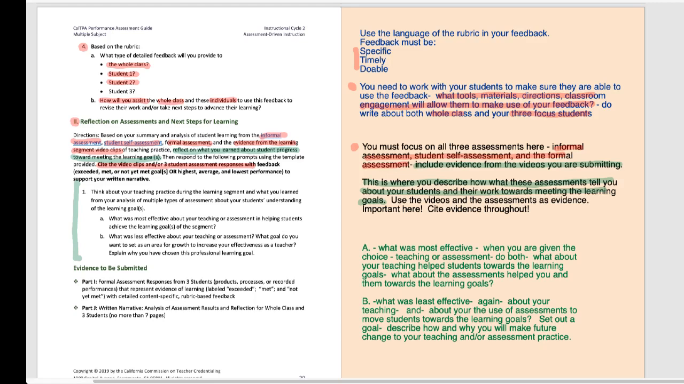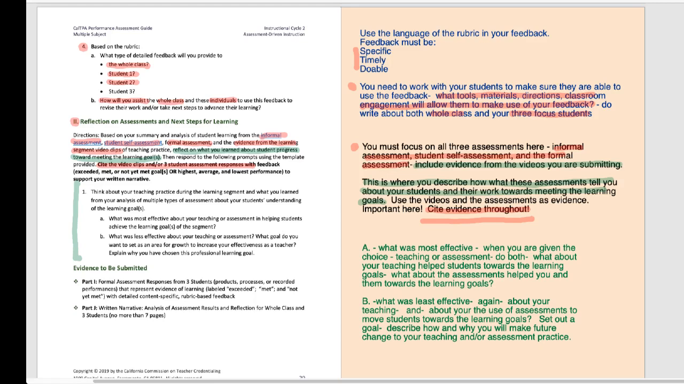Okay, what's the story of your students' learning based on what you've learned from these assessments and from what you've watched and seen in the videos. Okay, use the videos and the assessments as evidence. Again, can't emphasize this enough. Cite evidence throughout. As I've said before, in the rubrics for these sections, for the last pieces of CalTPA Cycle 2, it's all about citing evidence. All right, just be prepared for that from the onset. Cite evidence, cite evidence, cite evidence.